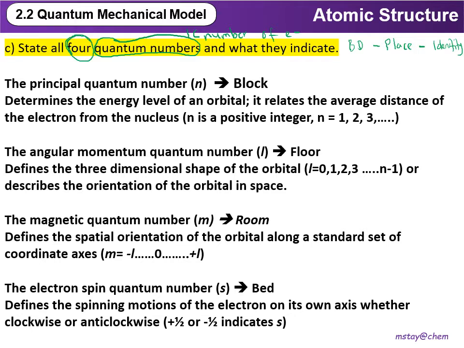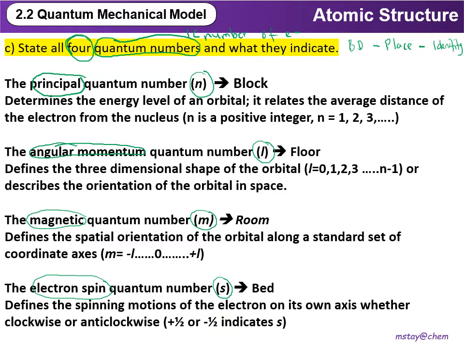The first one is the principal quantum number, the symbol is n. The second is called the angular momentum quantum number, the symbol is l. Then the magnetic quantum number, the symbol is m, and the electron spin number, the symbol is s.